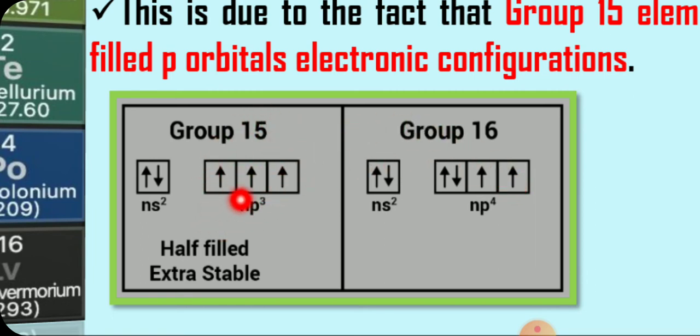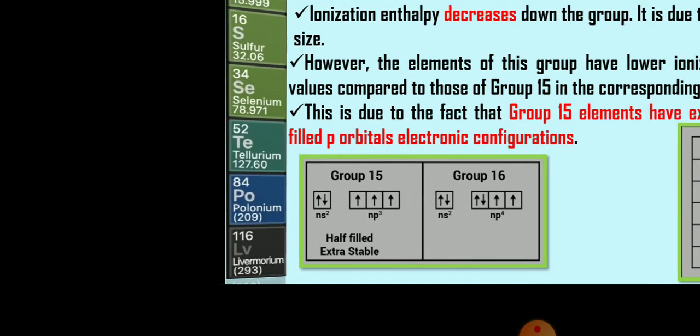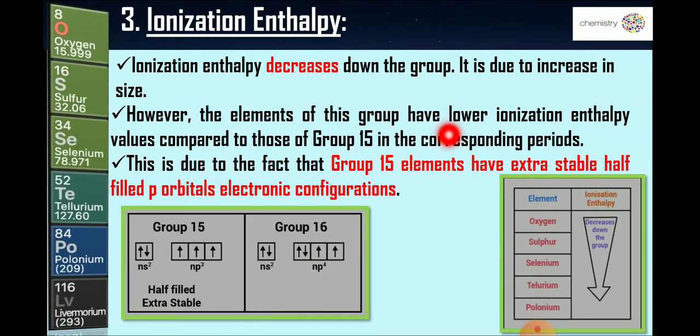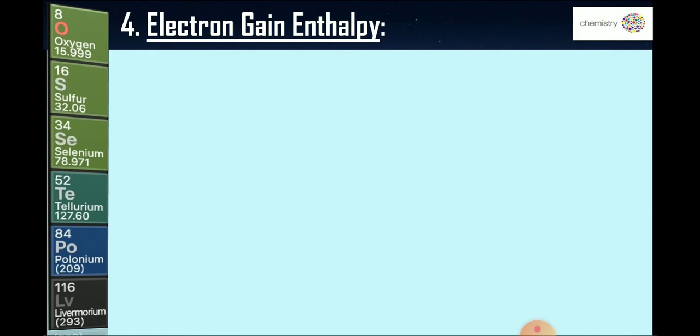When they are more stable, removal of electron becomes difficult. They require higher energy. Here the removal of electron is easy, requiring lower energy. Hence group 16 has lower ionization enthalpy, and group 15 has higher ionization enthalpy. Clear? Okay. Now we'll move to the fourth periodic property.